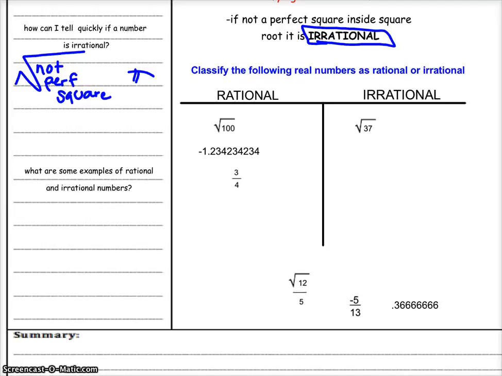Here's a square root. So this could be irrational. Now I'm going to check inside it. 12. 12 is not a perfect square. Irrational.